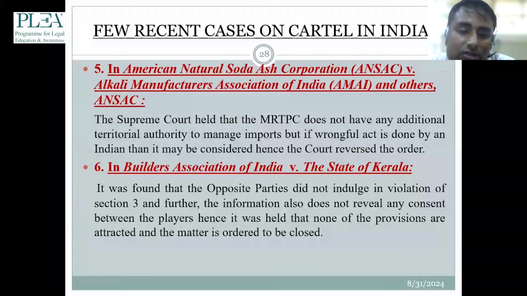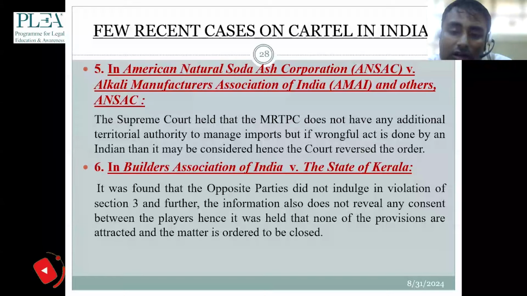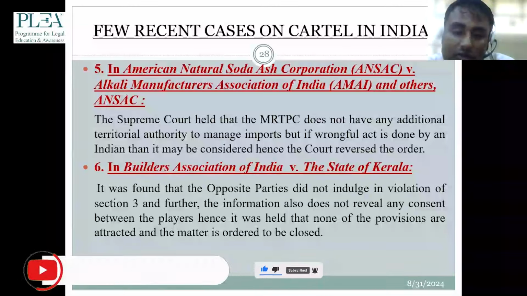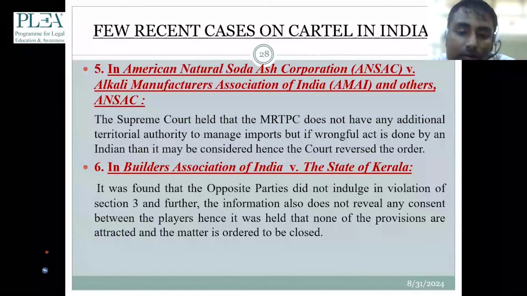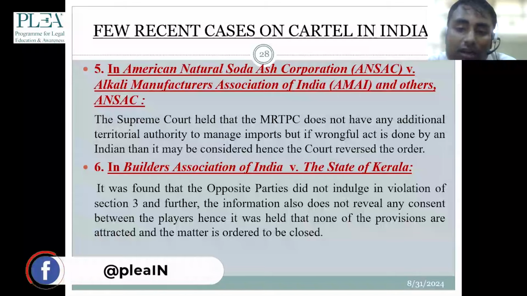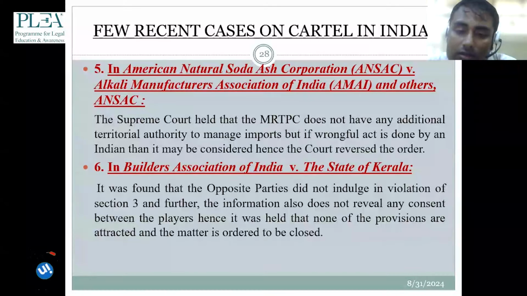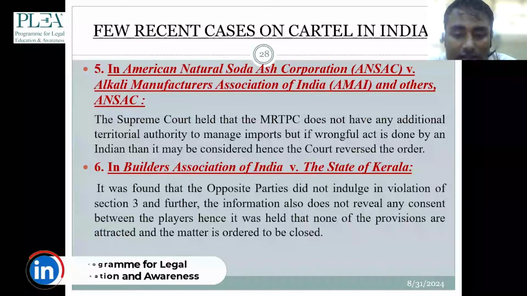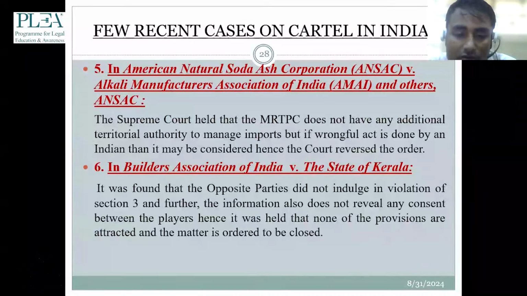In Builders Association of India versus State of Kerala, this is also a real estate case, it was found that the opposite parties did not indulge in violation of Section 3, and further the information does not reveal any consent between the players. So this case has given the complete idea that mere allegations will not prove a cartel. Even after the inquiry is made, it may be found that there is no violation, no indulgence and no mens rea, so it is not proved.